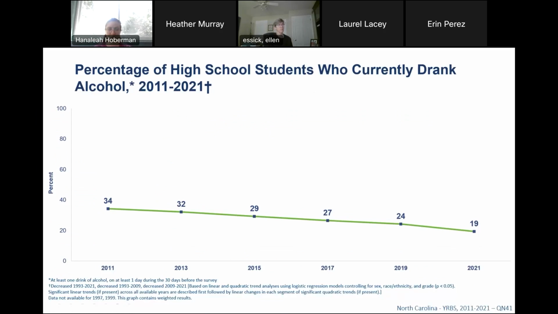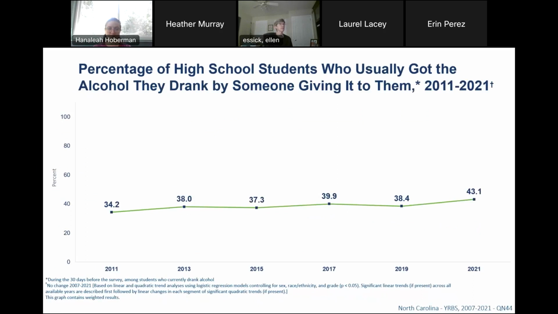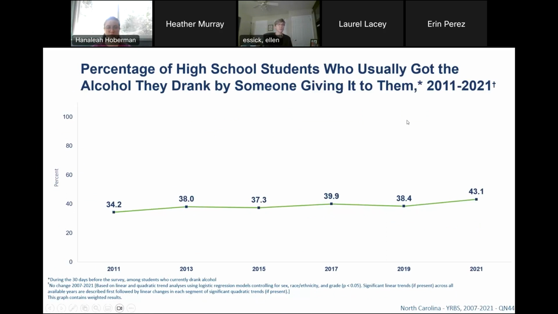So we've seen that drop in high school. The next slide, the percentage of high school students who usually got their alcohol by someone giving it to them. And you can see that has stayed about the same, but then went up in 2021. So we saw some increases there.